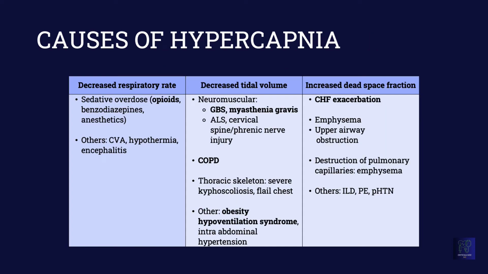Once hypercapnia is diagnosed, it is important to look for the causes. Based on what we discussed, the causes of hypercapnia can be organized into one of these three categories. First is decreased respiratory rate, opioid overdose being a common example. Second is decreased tidal volume. Conditions that you may see in ICU presenting with this mechanism include COPD exacerbation and neuromuscular diseases like Guillain-Barré syndrome and myasthenia gravis. Third mechanism is increased dead space fraction, CHF exacerbation being a good example of this. There are several other conditions that can cause acute hypercapnia or acute on chronic hypercapnia. These are listed on the table.